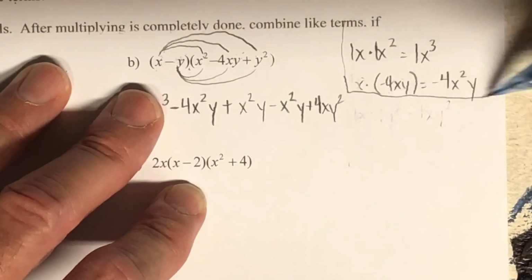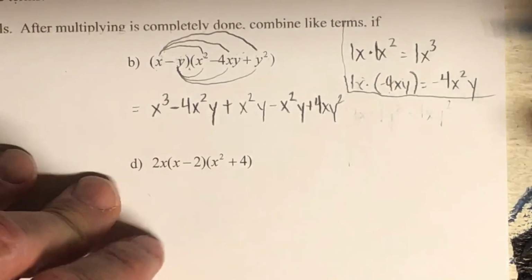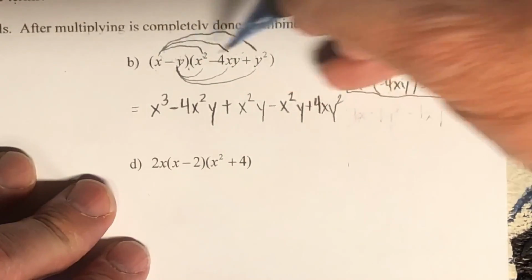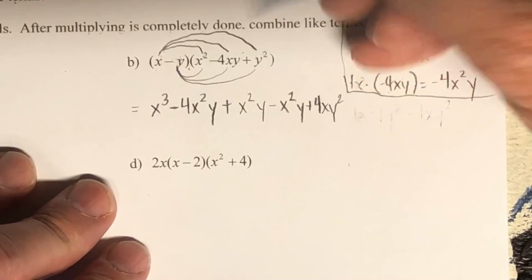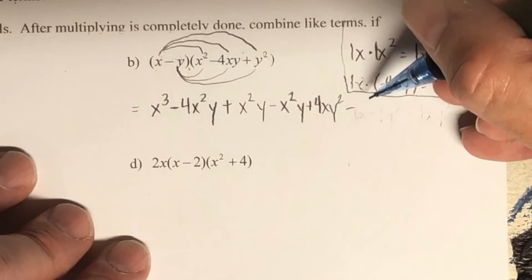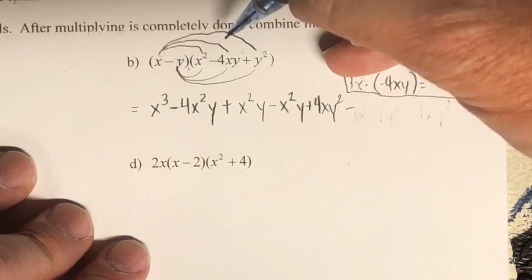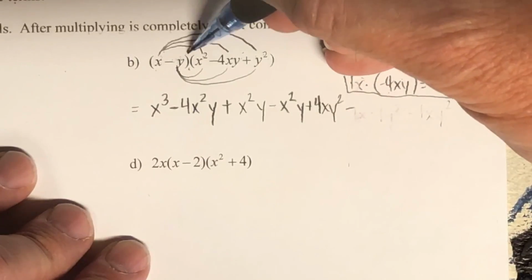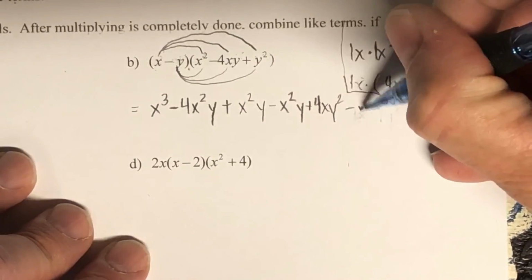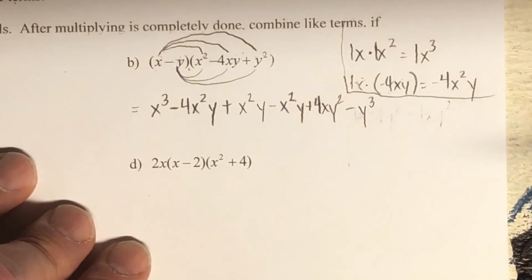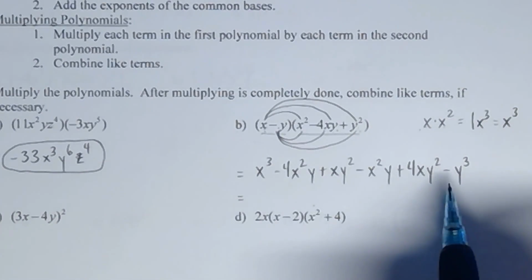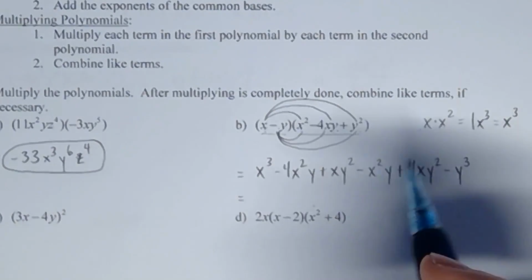Okay, there we go. And then negative 1 times positive 1 on these last two terms. Negative 1 times positive 1 is negative 1. Again, you don't have to write the 1, but you have to write the negative, or the minus, because it's negative. Then we have y to the first times y to the second. 1 plus 2 is 3, so we have y to the third. No x this time.